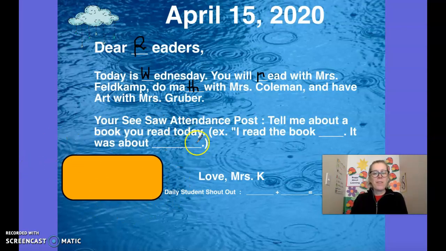The last part of our morning message is, again, our daily student shout out. And today I am thinking of another student. I'm going to give you some clues and I want you to think about who this might be, and then I'll write their name in the box. And then we're going to add up the vowels and the consonants in their name to see how many letters they have in their name.